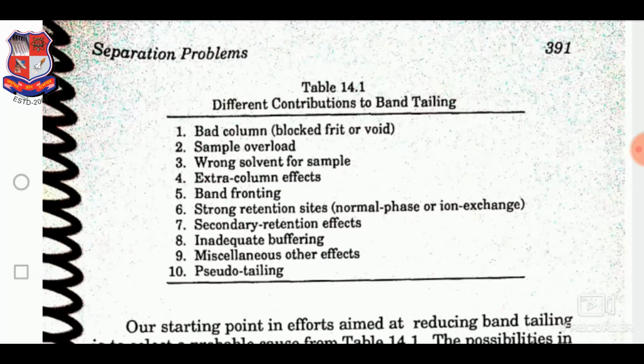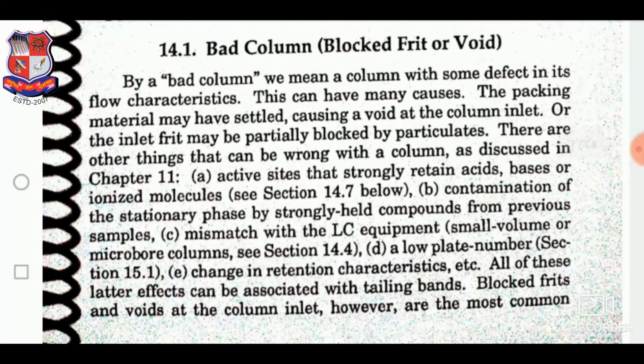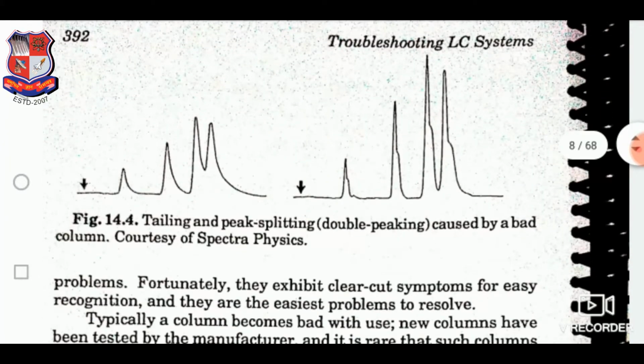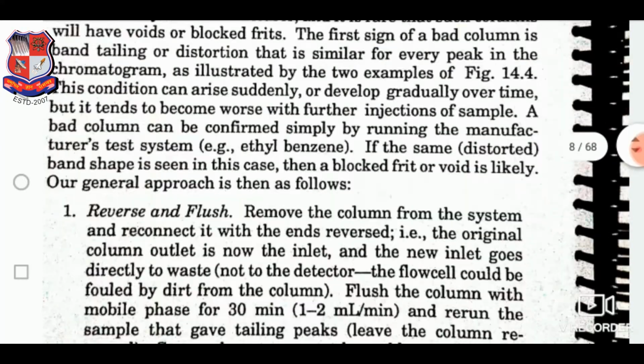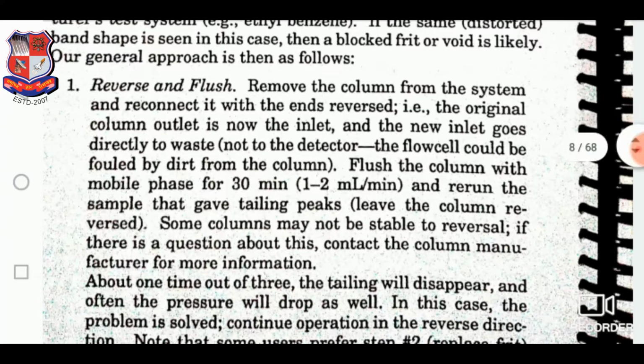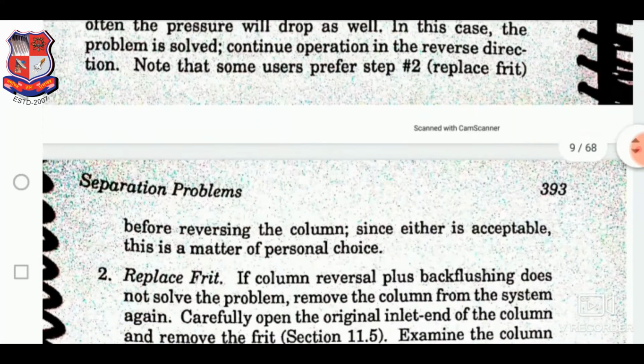So these are the different contributions: bad column, sample overload, wrong solvent. These are the possible causes. Bad column, blocked frit or void is the main cause. This is another chromatogram, where tailing and peak splitting are also seen. The general approach to solve the problem is reverse and flush. That is the best possible solution: flushing the system and reversing the column. That is the main thing we can do.